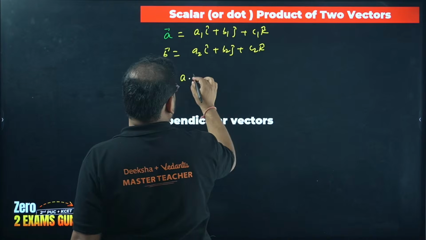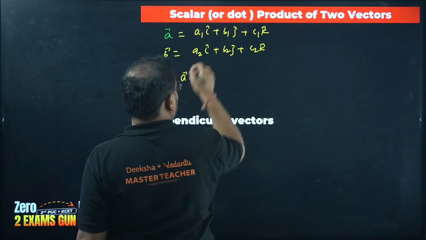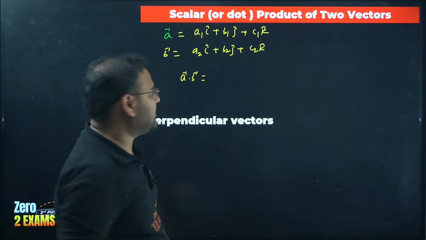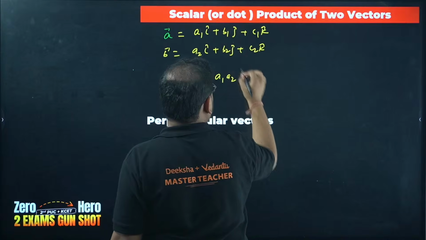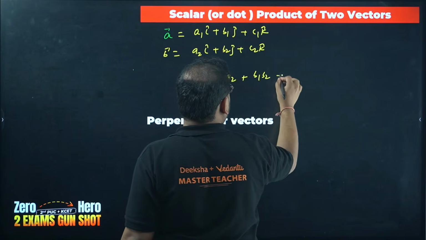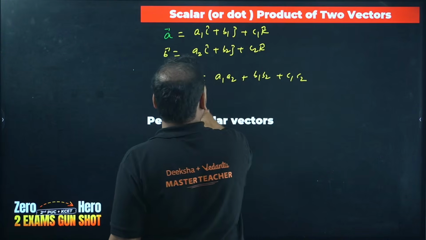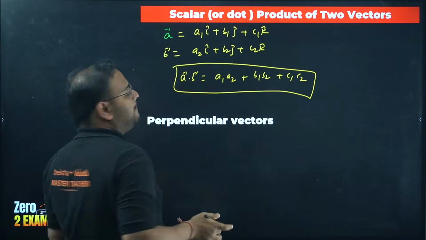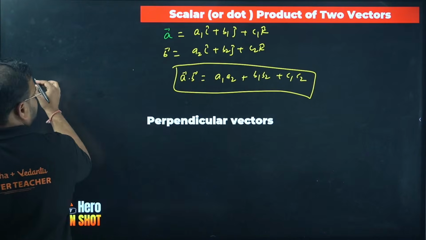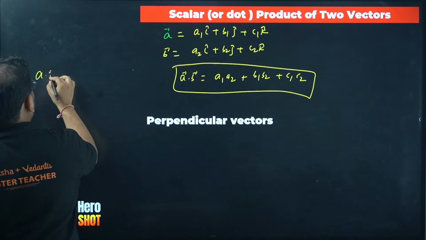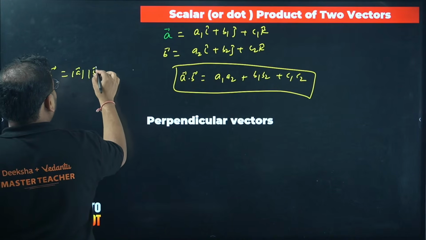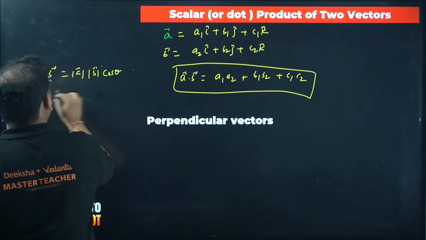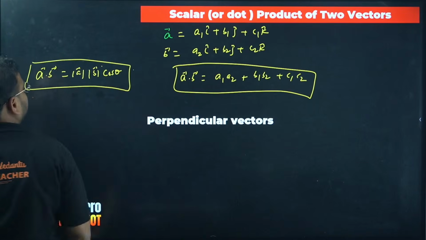What happens is A dot B is given by the product of these components. You can write directly A1 A2 plus, the same way, B1 B2 and C1 C2. This is on the basis of your components. But if you write directly the definition of dot product, it goes like this: A dot B is given by mod of A, mod of B and cos theta. What is cos theta?